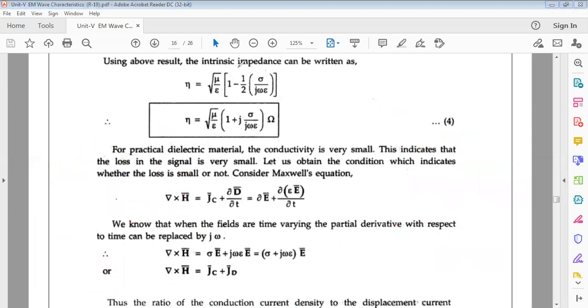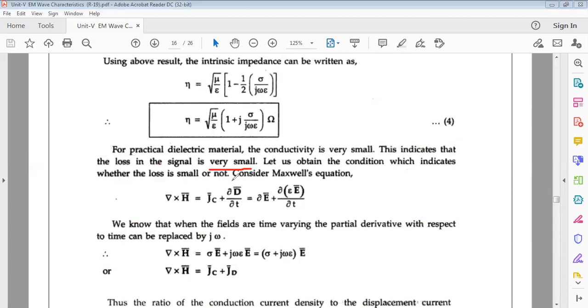Using the above result, the intrinsic impedance can be written as follows. For practical dielectric material, the conductivity is very small. This indicates that the loss in the signal is also very small. Let us obtain the condition which indicates whether the loss is small or not.